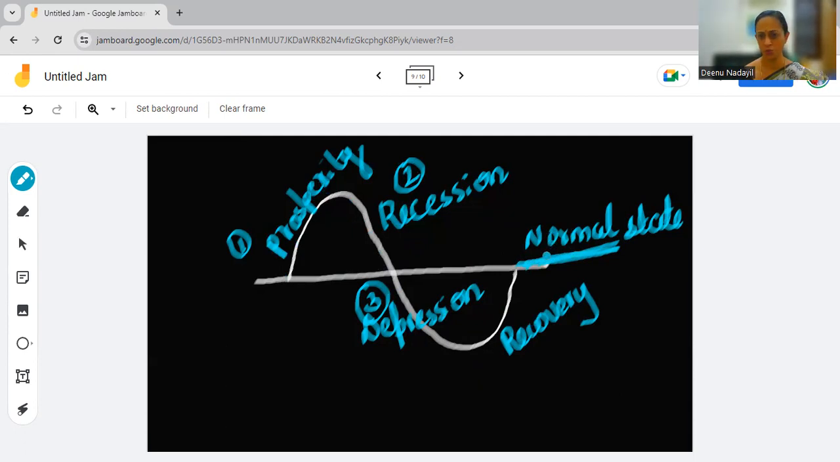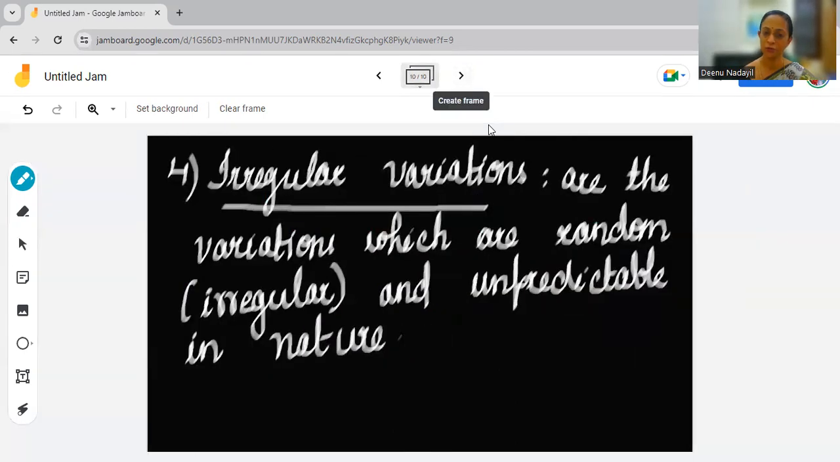Giving one example: time series relating to production, prices, investments, etc. are affected by cyclical upswings and downswings. That you can say is an example. So this is the third component, nothing but cyclical variation or business cycle. Now coming to the fourth one, we have irregular variations. What do you mean by that? The variations which are irregular and unpredictable in nature.